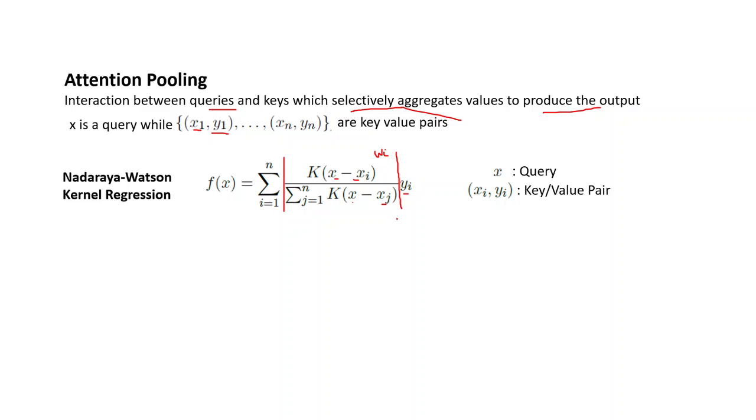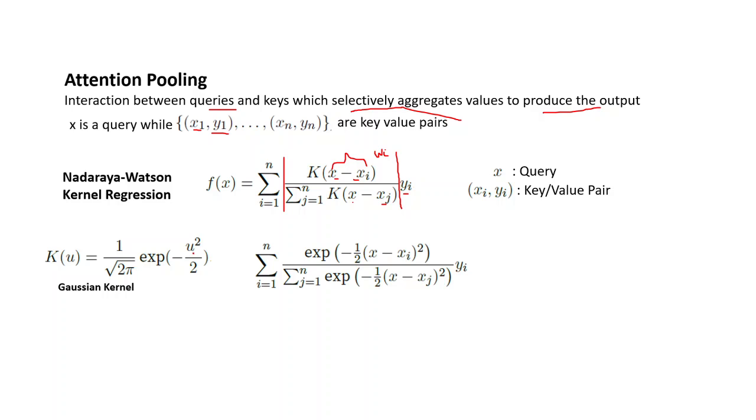So now let us take a particular kernel. We are taking the Gaussian kernel, which the equation looks like this. K(u) equals 1 by root over 2 pi times exponential of minus u square by 2. In your case, the u is x minus xi. This is your u.